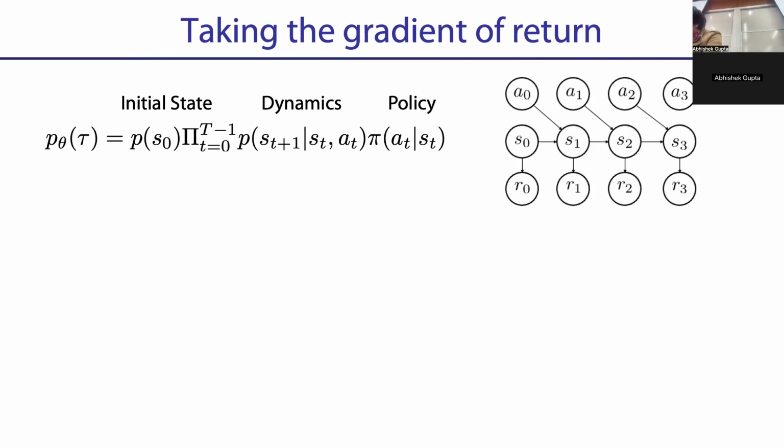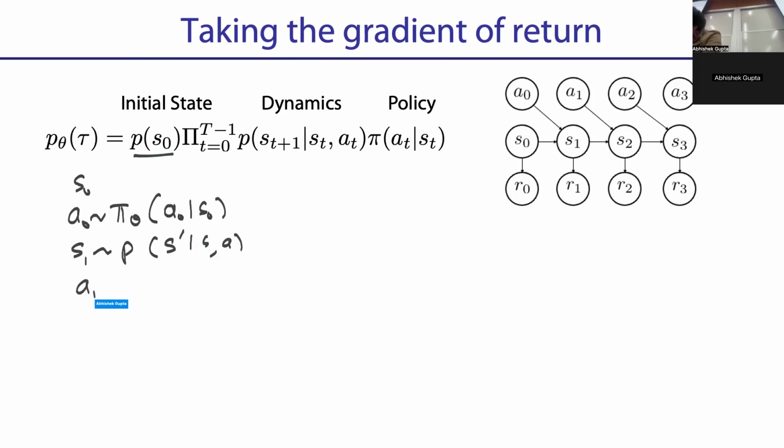If you remember how we sample a trajectory, you start by sampling an initial state. Then you sample an initial action from your initial policy. Then you transition to the next state in the world according to your transition dynamics. Then you sample the next action and you keep repeating. So you have this sequential chain. You sample the first state, sample the first action, you transition in the world, you sample the next action, you transition in the world, you repeat. So essentially it's a chain, you're sampling in a chain.